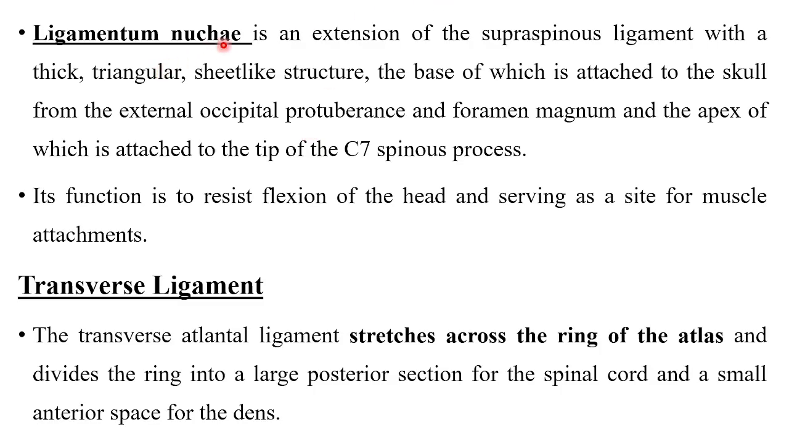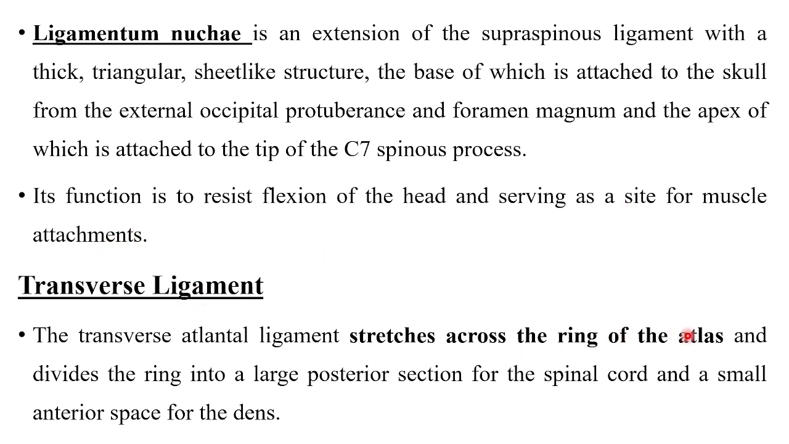So next is the ligamentum nuchae. The ligamentum nuchae is an extension of the supraspinous ligament with a thick triangular sheet-like structure, the base of which is attached to the skull at the external occipital protuberance and foramen magnum, and the apex is attached to the tip of the C7 spinous process. So this is the extension of the supraspinous ligament. The main function of the ligamentum nuchae is to resist flexion of the head and to serve as a site for muscular attachments.